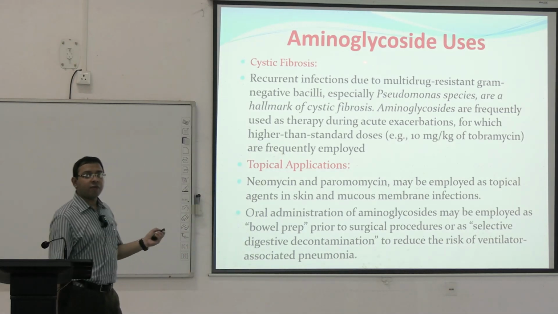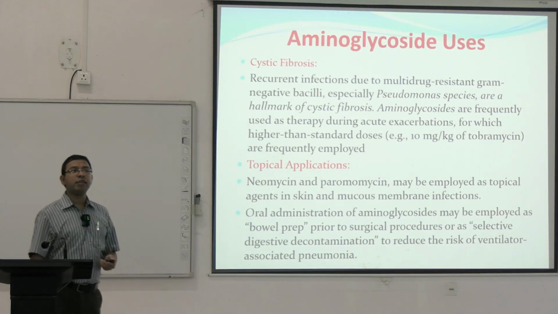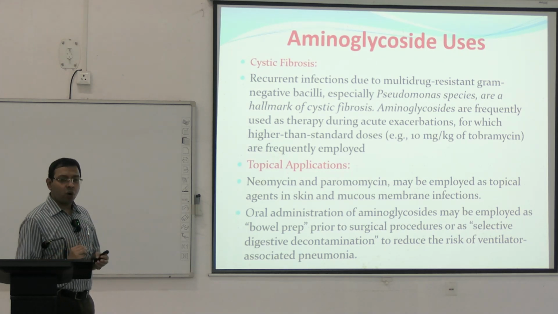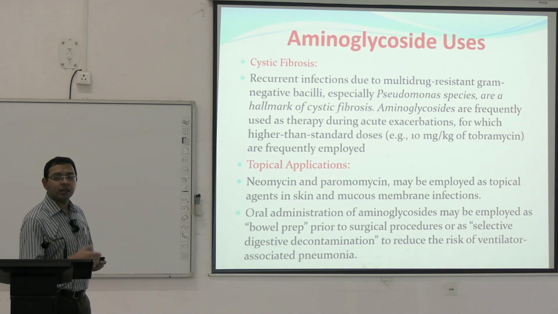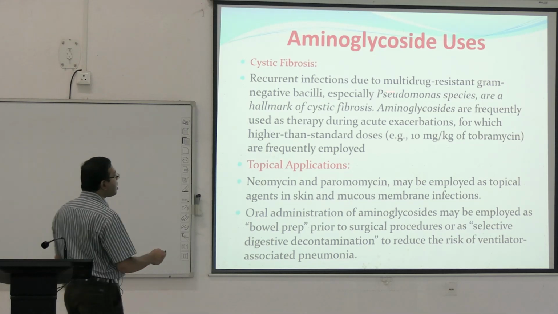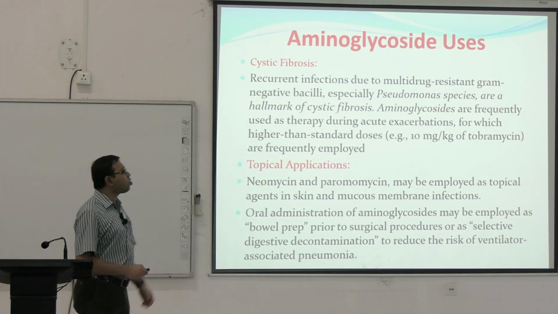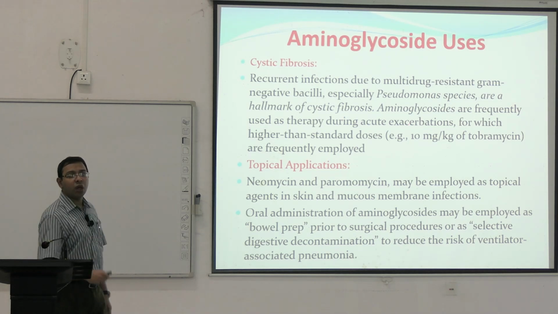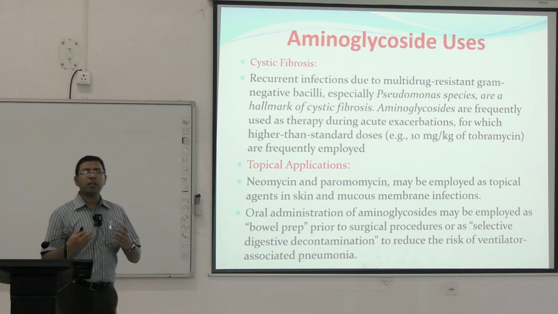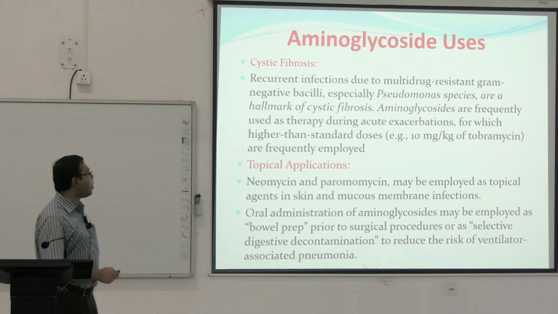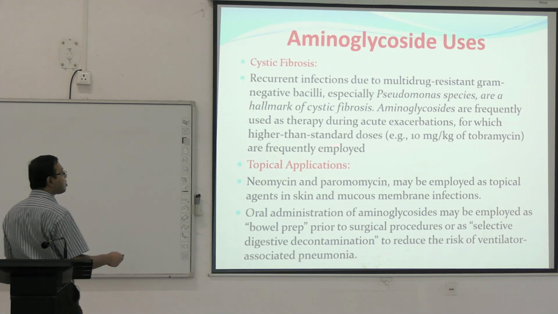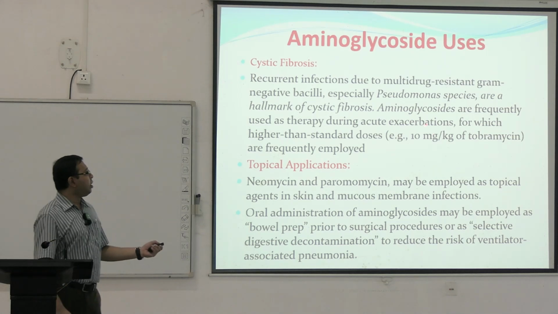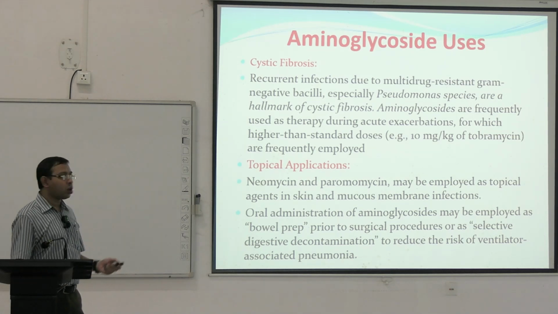Cystic fibrosis. Cystic fibrosis is a lung disease. This happens due to the mutation in the CFTR gene. So there will be changes in the chloride channel, and there will be some atelectasis of the alveoli, and there will be problems of severe infections with pseudomonas. Here the aminoglycosides are frequently used to decrease the acute exacerbations of dyspnea that may happen in cystic fibrosis, and higher than standard doses are frequently employed. So a very high dose, 10 milligram per kg of tobramycin, is used when we are treating cystic fibrosis patients.